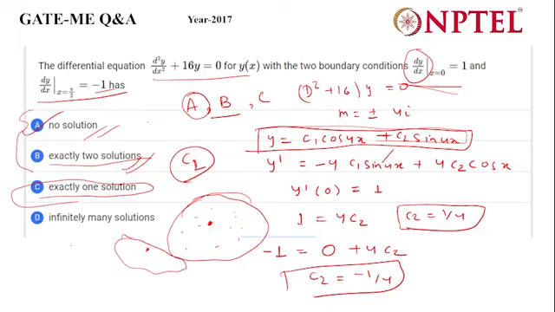You are not able to get the value of C1, so there will not be infinitely many solutions, because you are not getting any values for C1.